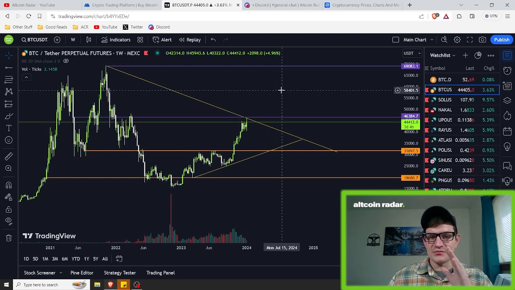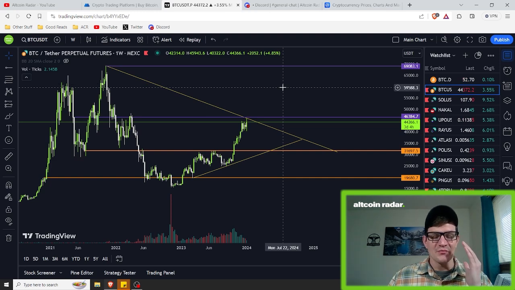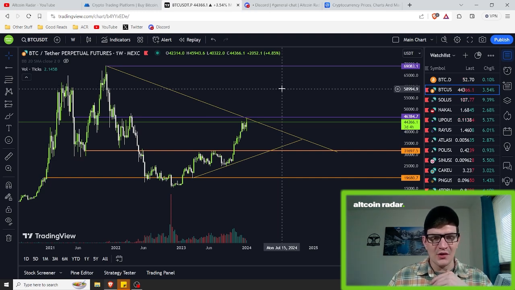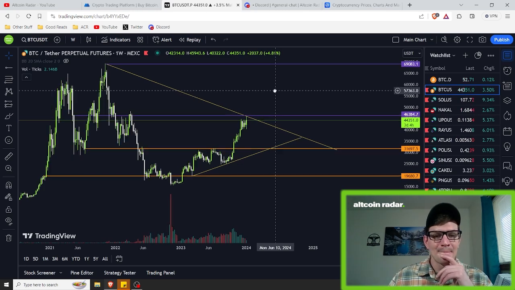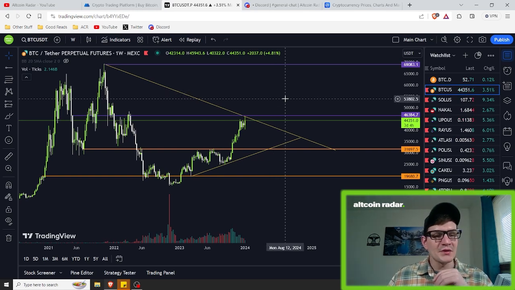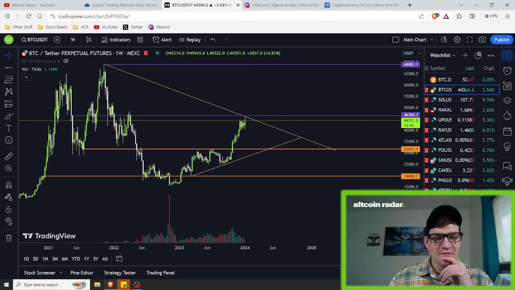So again, the reason why I'm showing Bitcoin first before I'm showing Injective is because pretty much all major large cap altcoins follow Bitcoin's price action long term anyway, all right? So now that we've got Bitcoin looked at, we'll go ahead and take a look at Injective, all right?